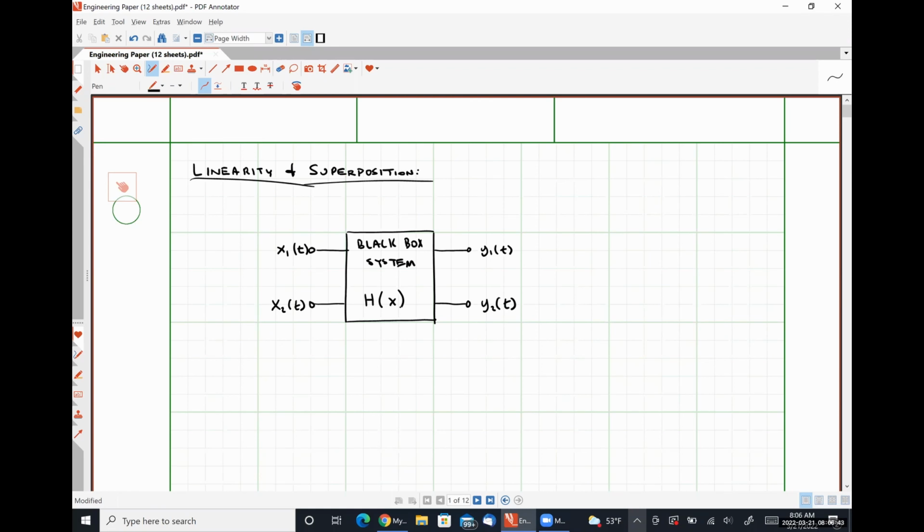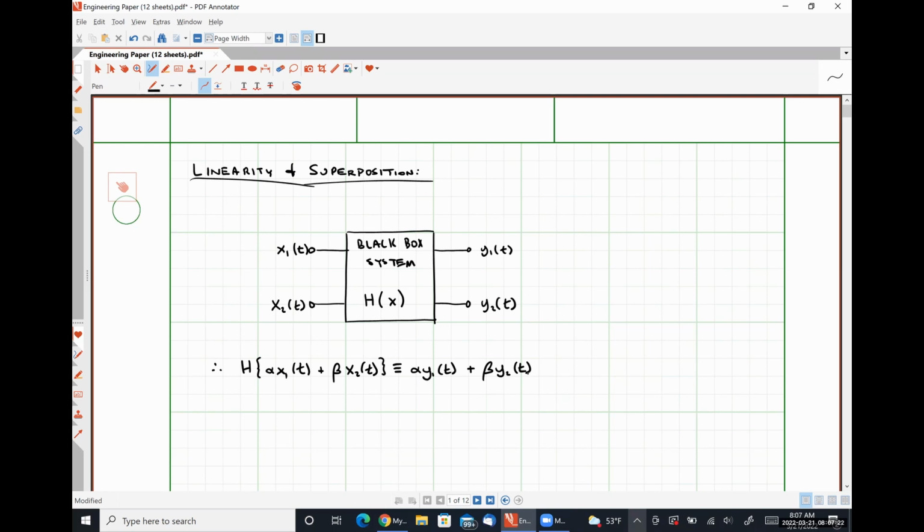If this system is linear, then h acting on alpha x1 of t plus beta x2 of t must equal alpha y1 of t plus beta y2 of t.